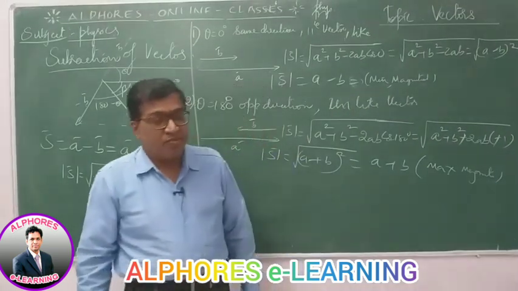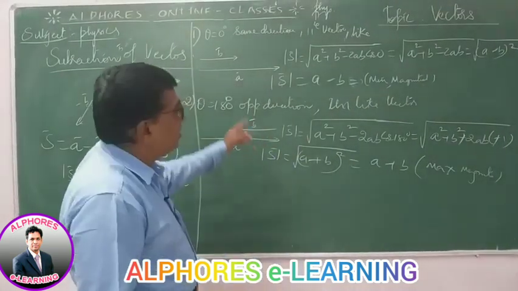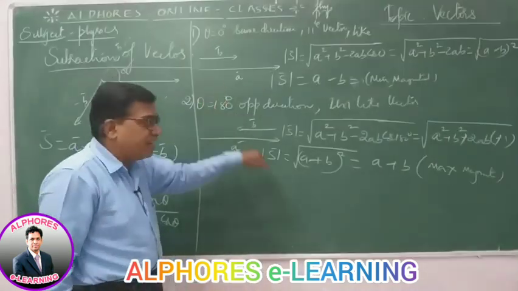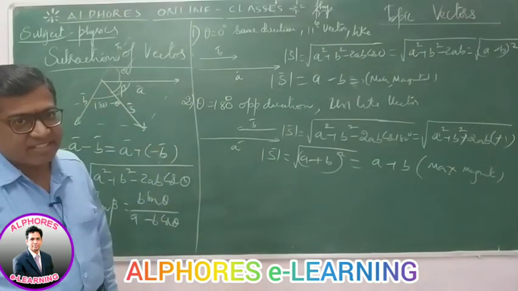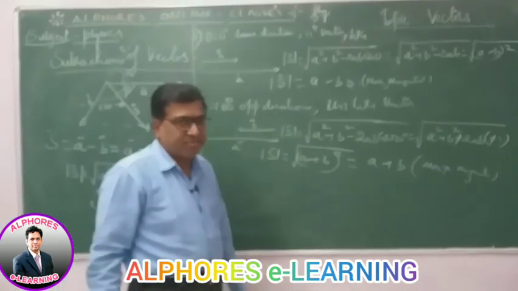So subtraction of two vectors will have minimum magnitude if they are in the same direction, and maximum magnitude if they are in opposite directions, like this.